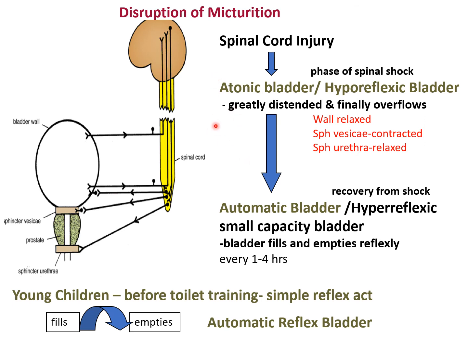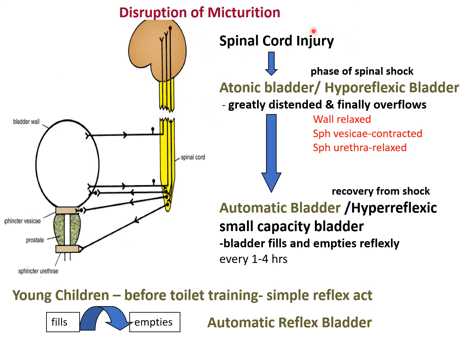Now, what happens when there is disruption? How does the disruption of micturition take place? Now, there is a spinal cord injury taking place, right? Depending upon where the spinal cord injury is, the effects of that injury will come on the urinary bladder, just like what we have done for various other sensations.